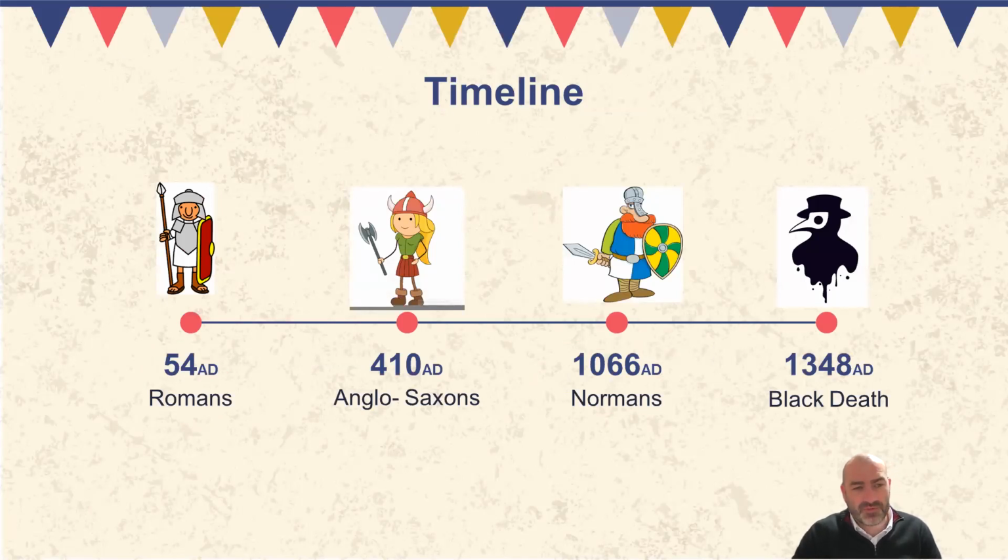So each invasion left an impact, and each invasion differed slightly from the others. So the Romans arrived in the British Isles in 54 AD. The Anglo Saxons arrived in 410 AD. The Normans arrived in 1066 AD. And the Black Death arrived in 1348 AD. So before we examine who these four invaders were, let me give you some background on the British Isles prior to the Roman arrival.